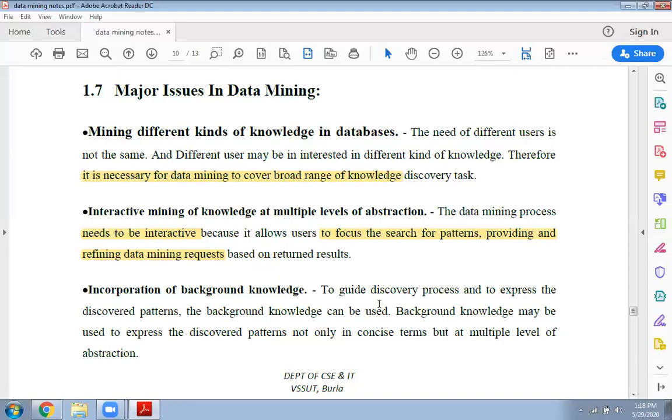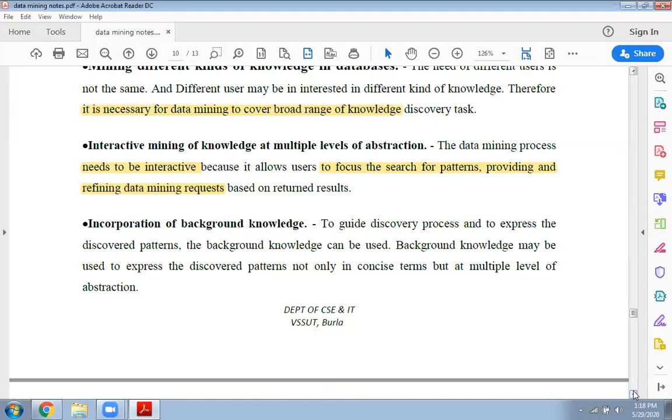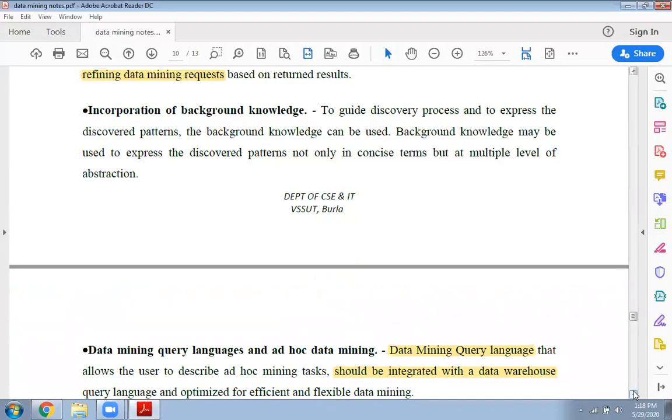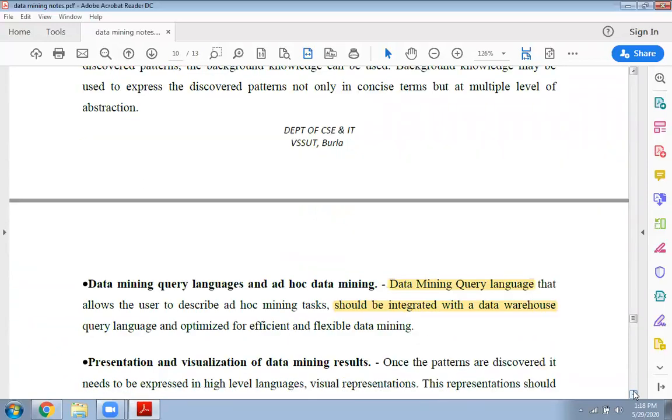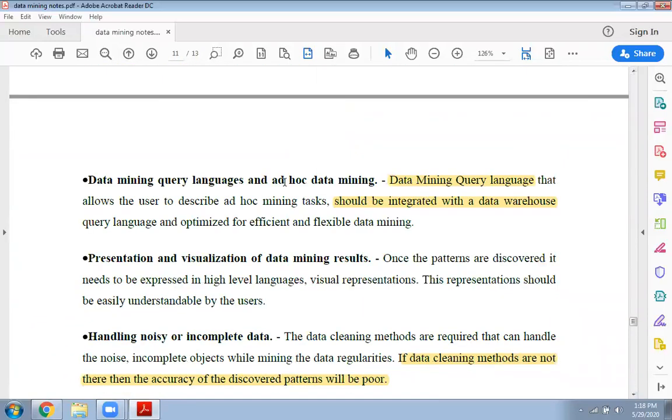And incorporation of background knowledge is very important. You should have the background knowledge. Past data information is very important. If it is less, the data mining model will not be good. And the data mining language should be integrated with the data. Whatever computer language you're using for data mining study, it should be well integrated so that it can be easily merged with any of the data warehouses available on the public platforms.